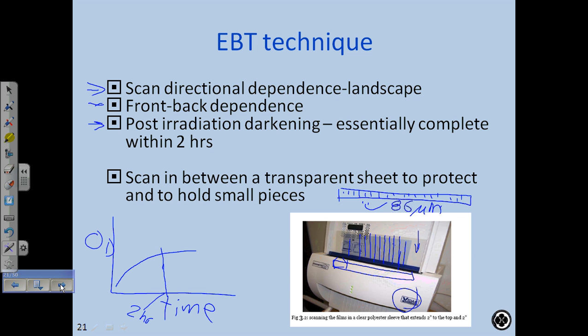It gets in the way sometimes, because sometimes you just want to get the work done. You don't want to wait. But you do have to wait for this one. And then here's the H+D curve for EBT film.